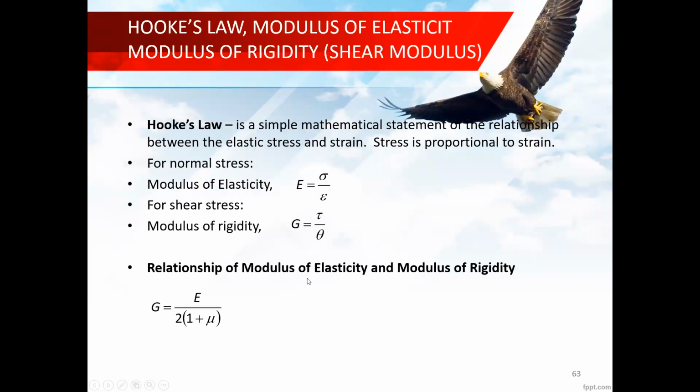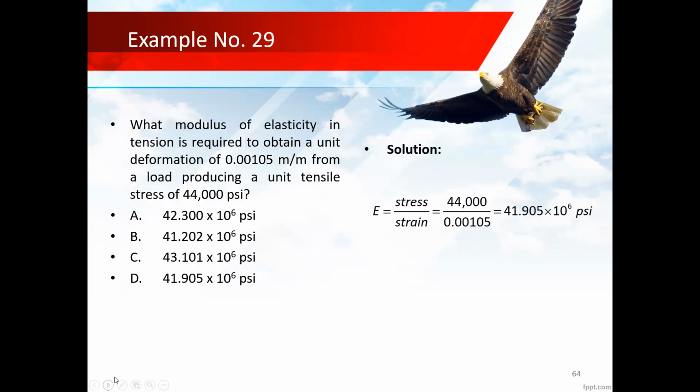Hooke's law, modulus of elasticity, modulus of rigidity, or shear modulus. Hooke's law is a simple mathematical statement of the relationship between the elastic stress and strain. Stress is proportional to strain. For normal stress, modulus of elasticity, E is equal to sigma over epsilon. And for shear stress, modulus of rigidity G is equal to tau over theta. Stress over strain. So the relationship of modulus of elasticity and modulus of rigidity is G is equal to E over 2 times (1 plus mu). Mu is the Poisson's ratio.